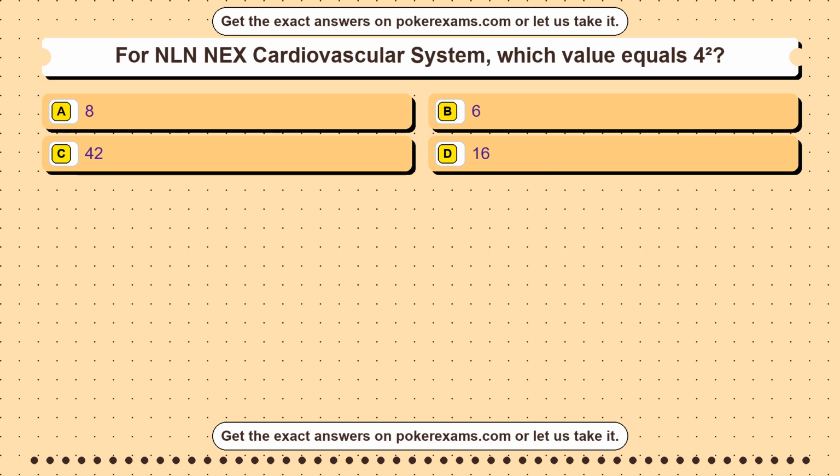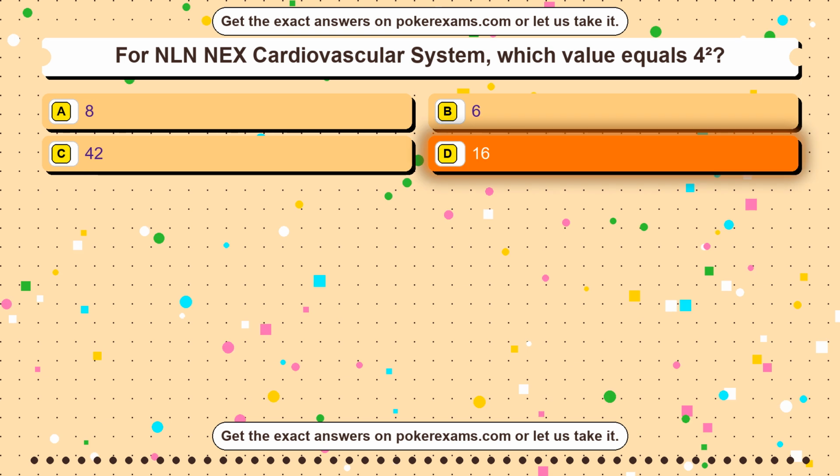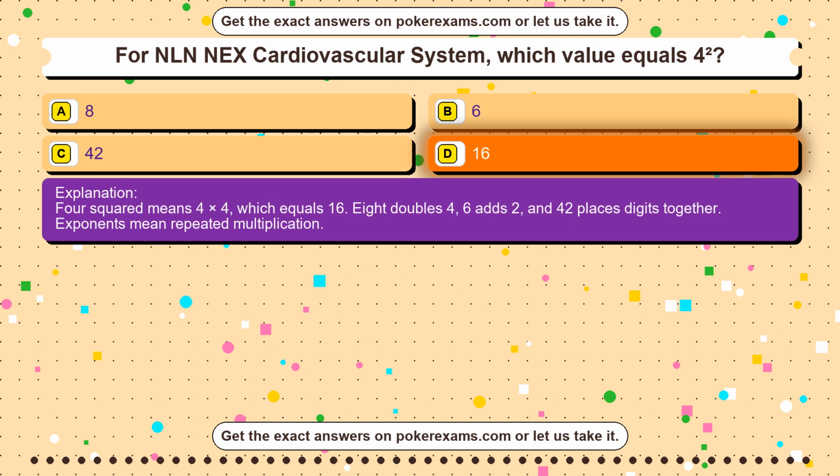Question 2. For NLN NEX Cardiovascular System, which value equals 4 superscript 2? Option A, 8. Option B, 6. Option C, 42. Option D, 16. The correct answer is option D, 16. 4 squared means 4 times 4, which equals 16. 8 doubles 4, 6 adds 2, and 42 places digits together. Exponents mean repeated multiplication.